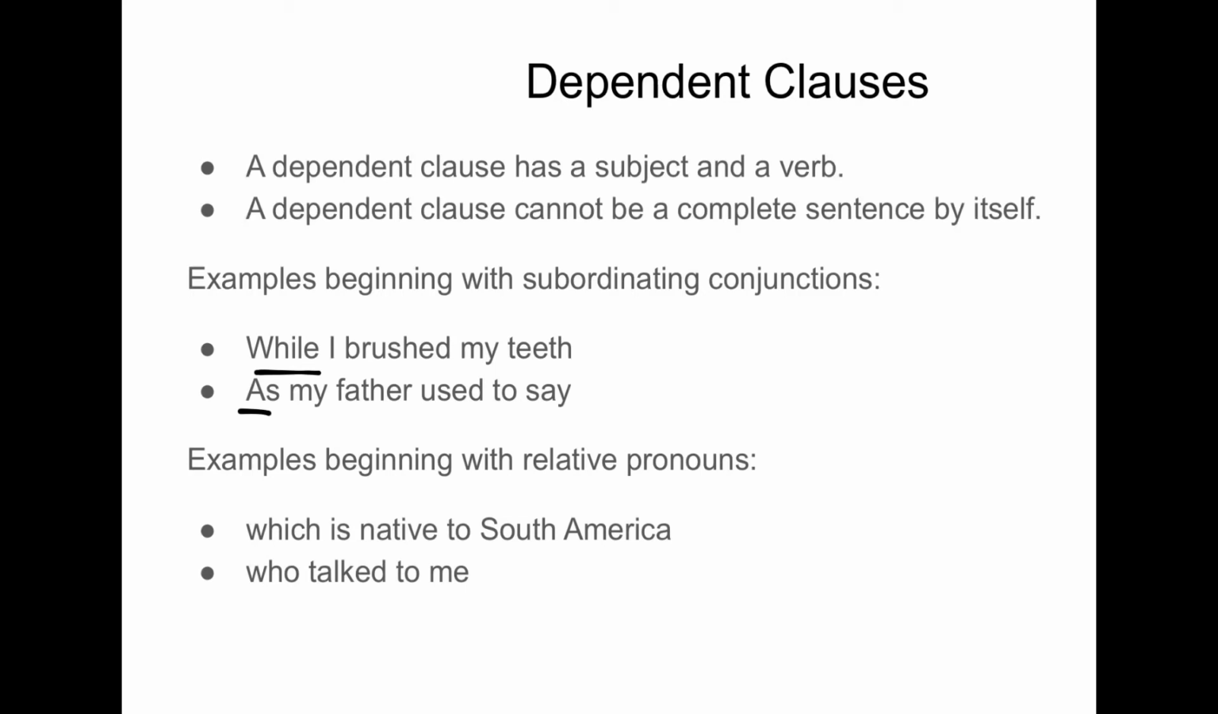Another type of dependent clause is those that begin with relative pronouns, like which or who. In this case, sometimes they will be the subject and sometimes not. We still have a subject and a verb, but it doesn't make sense all by itself.